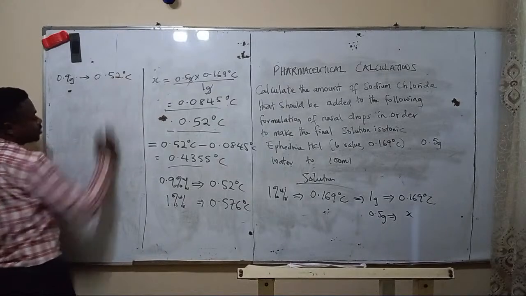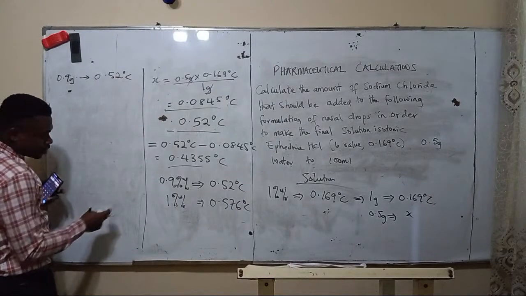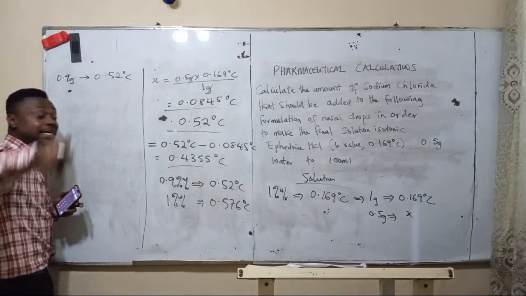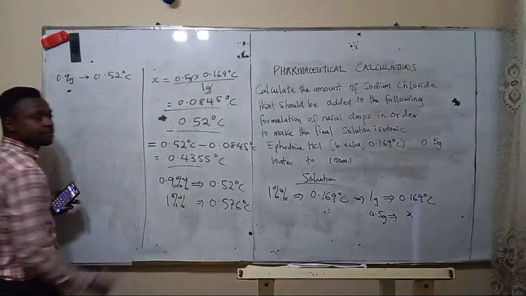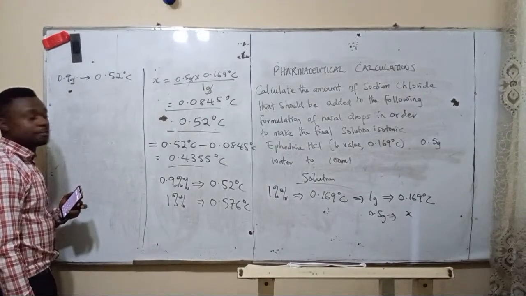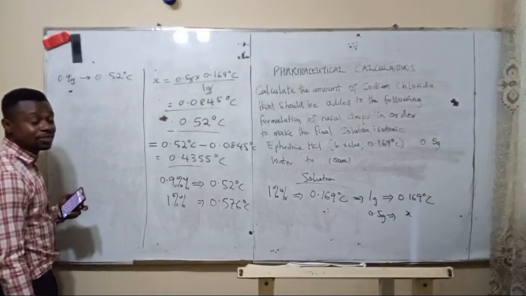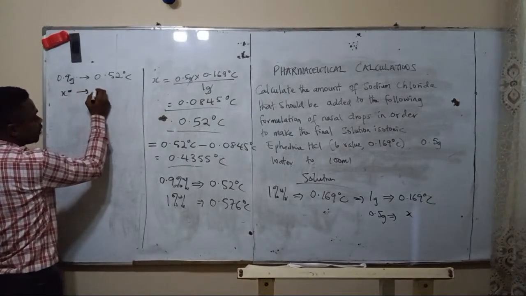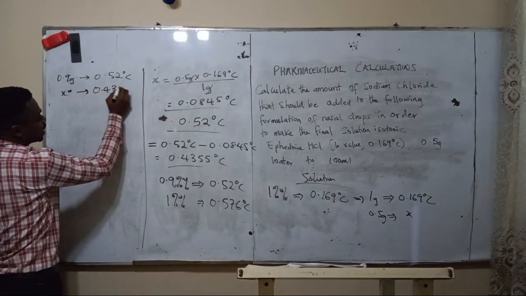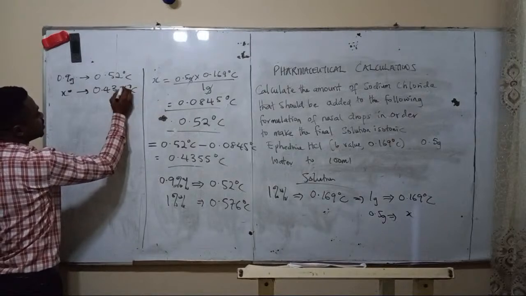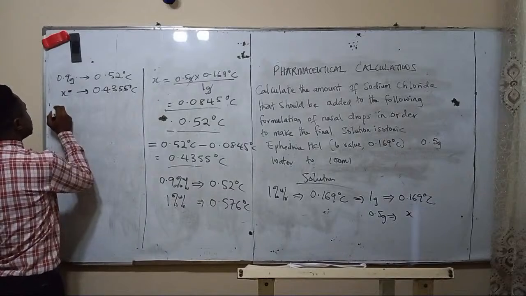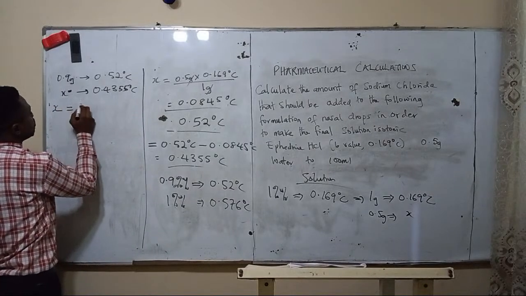0.52 degrees Celsius. So if that is the case, what gram of sodium chloride will depress by 0.4355 degrees Celsius? We don't know, we call it X. X is now equal to what? 0.4355 degrees Celsius. So we cross multiply. X is equal to what?